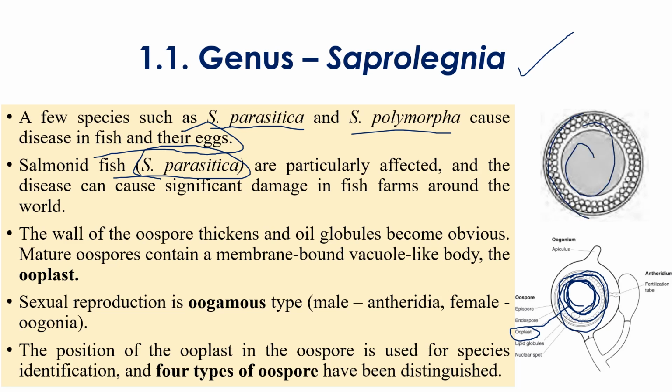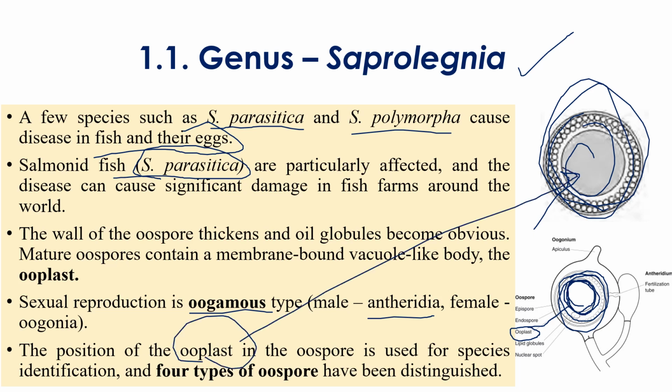It is an oosphere or an oospore, a multi walled oospore, which has an oil globule like structure inside, that is called ooplast. So here sexual reproduction is oogamous type, that we already discussed, where the male antheridium and female oogonium come in contact with each other and exchange the gametes. What is ooplast? It is a small oil globule like structure present inside the oospore, known as ooplast. Based on the ooplast arrangement and position, there are 4 types of oospores.